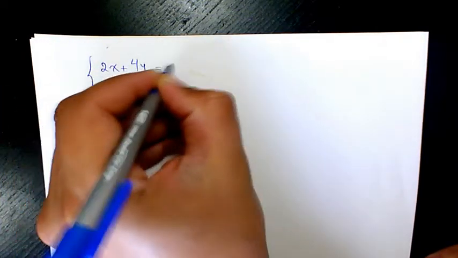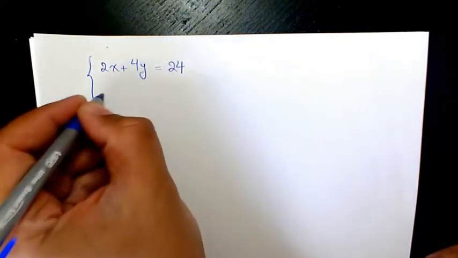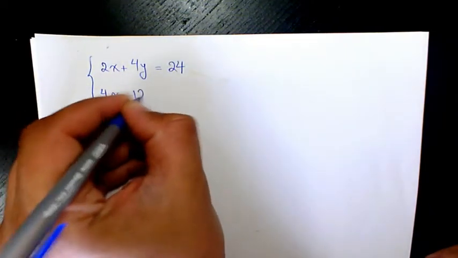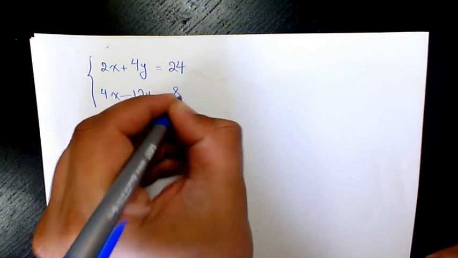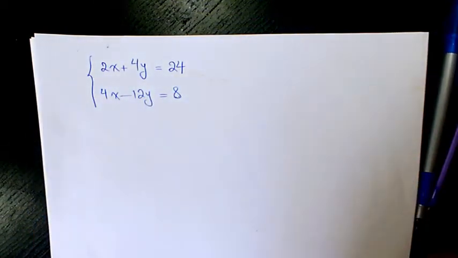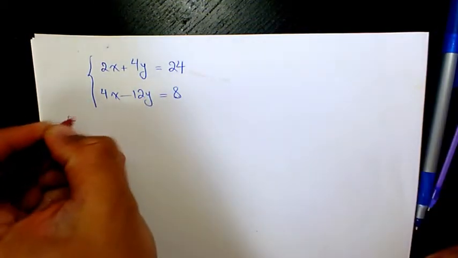Welcome to another video. In this video I want to show you how to solve system of linear equations. So I'm gonna show you different examples. First one is 2x plus 4y equals 24, 4x minus 12y equals 8. I'm gonna show you how to use elimination method.